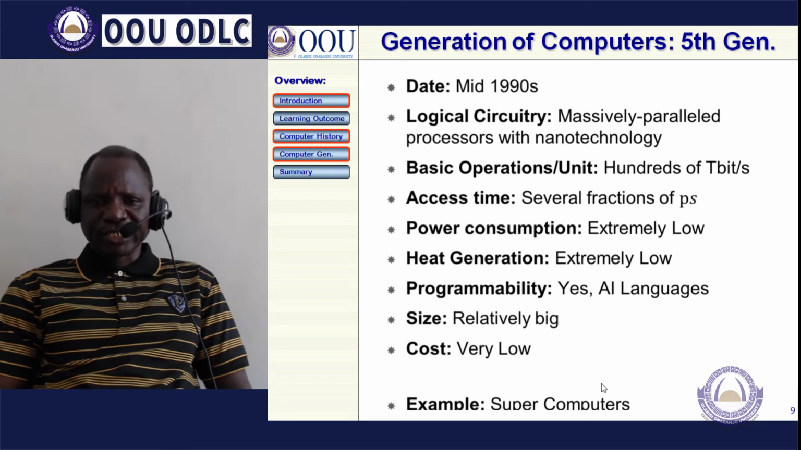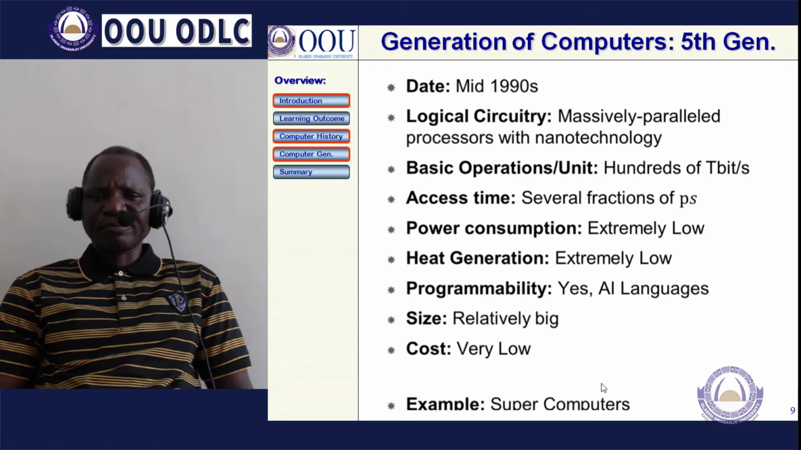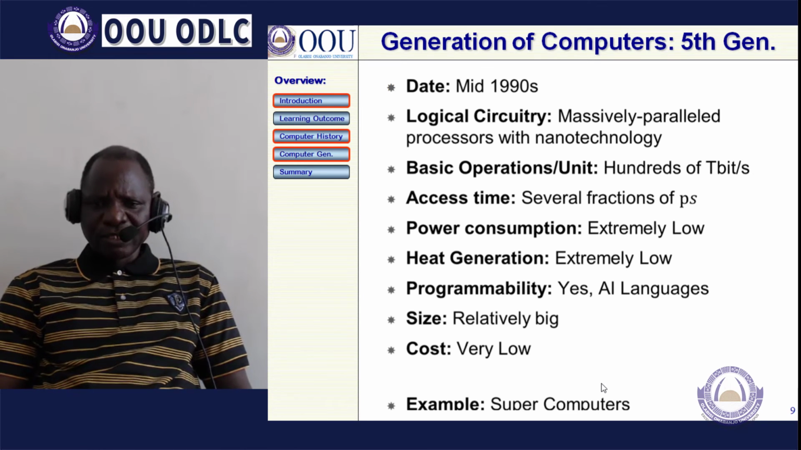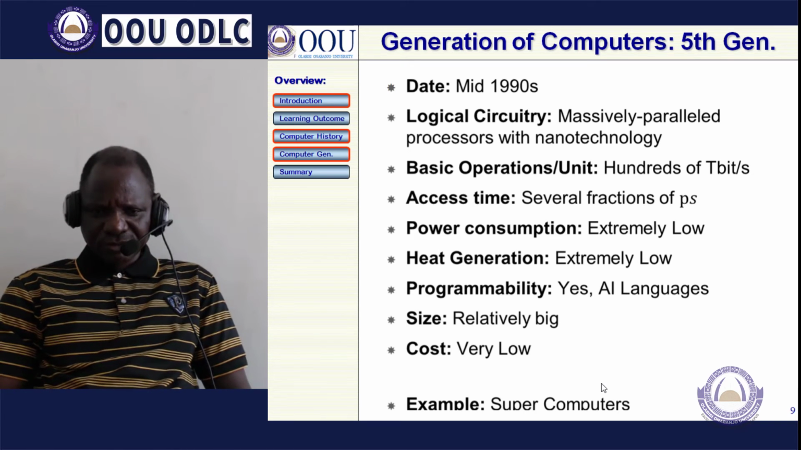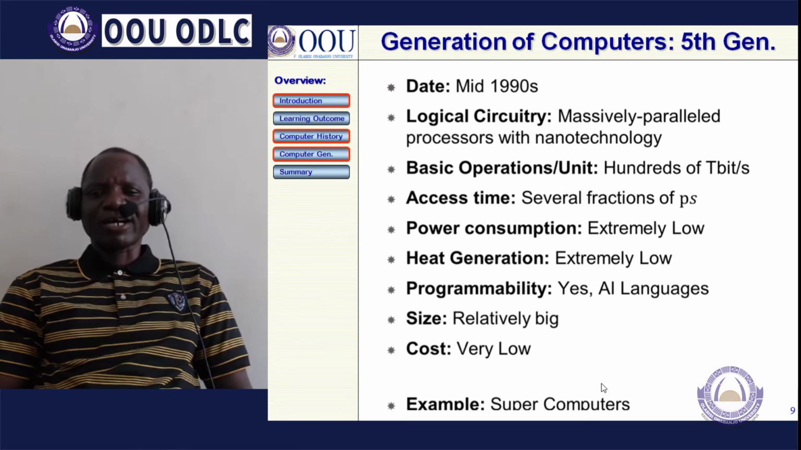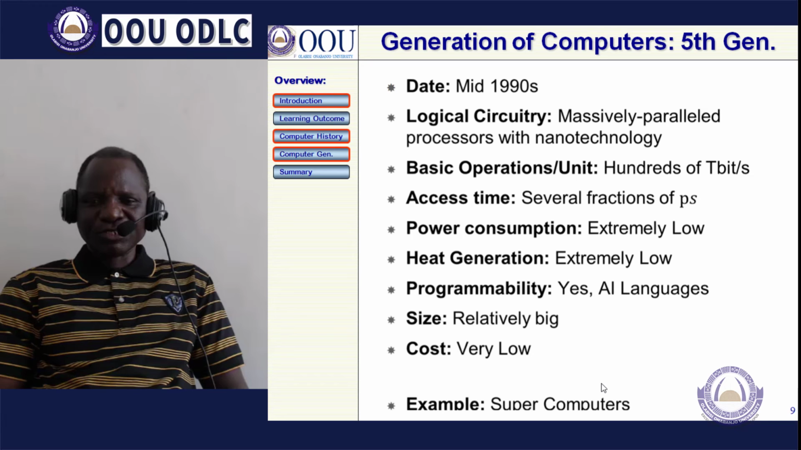The fifth generation computers dated to around the mid-90s. The technology consists of massively parallel processors with nanotechnology, while the basic operations per unit consist of hundreds of terabits per second. The access time is several fractions of a picosecond. By picosecond we mean 10 raised to the power minus 12 of a second. So it is extremely fast. The power consumption is extremely low and the heat generation is also low.